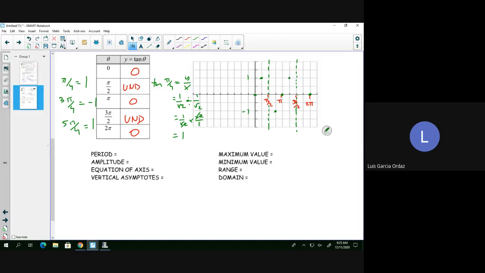And last but not least, we have our final angle before 360, which is 7 pi over 4. And where does that one land in? So if we go quadrant 1, quadrant 2, quadrant 3, where does 7 pi over 4 land in?